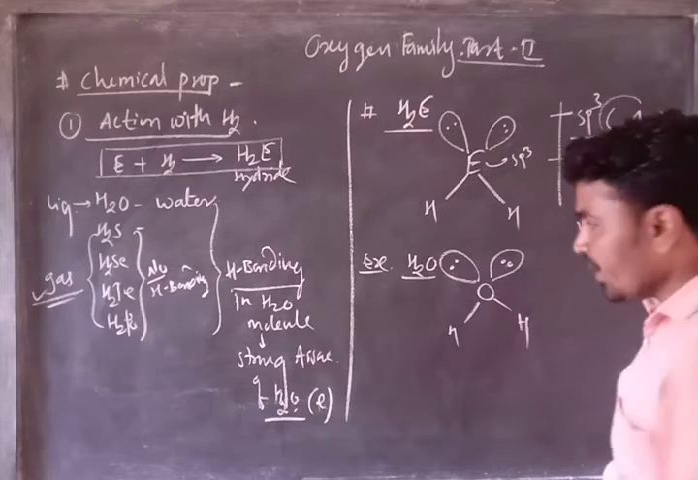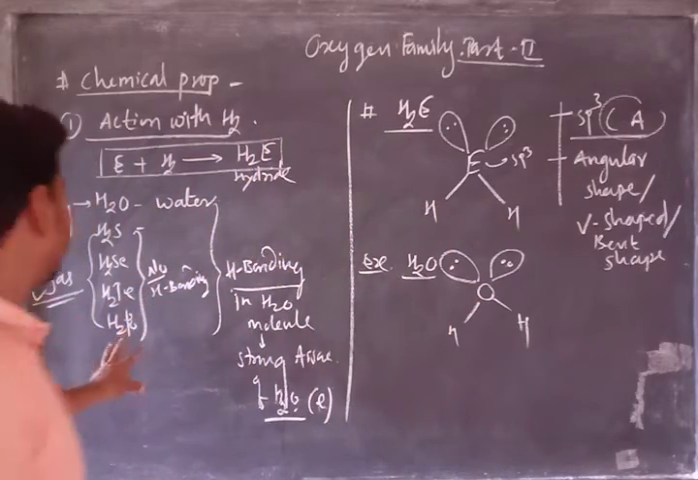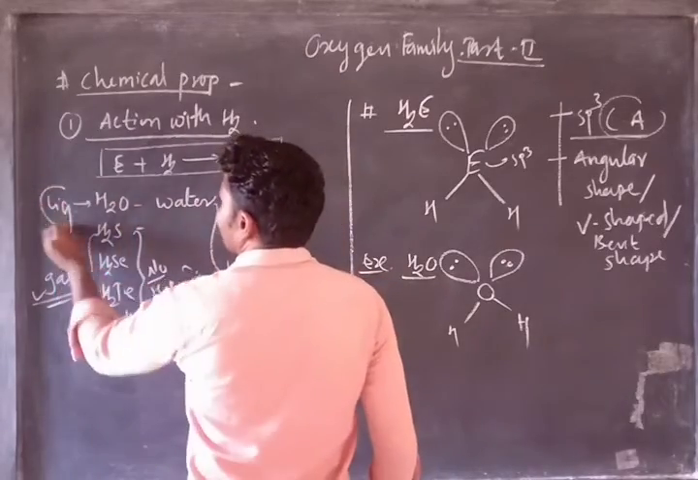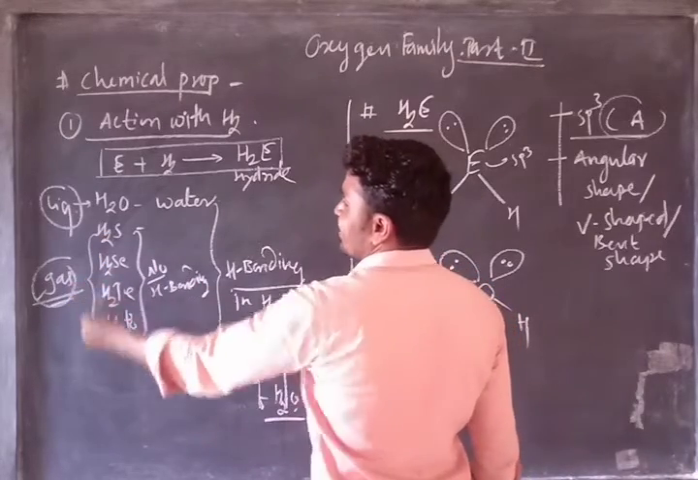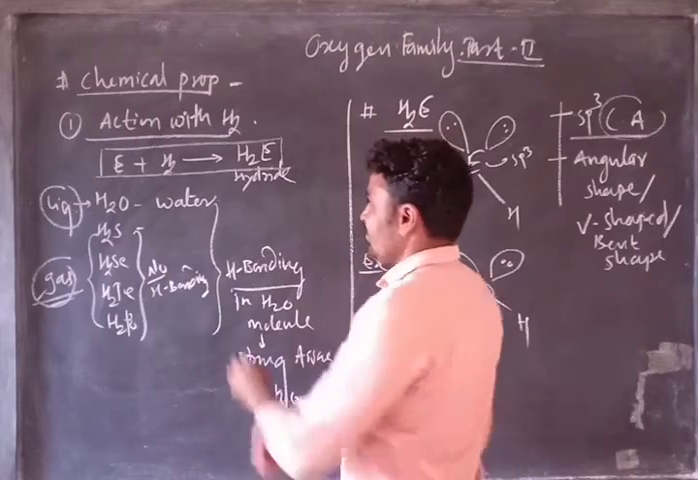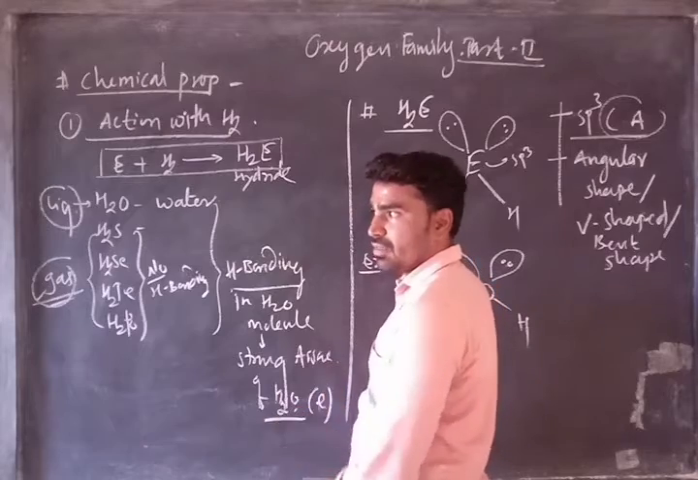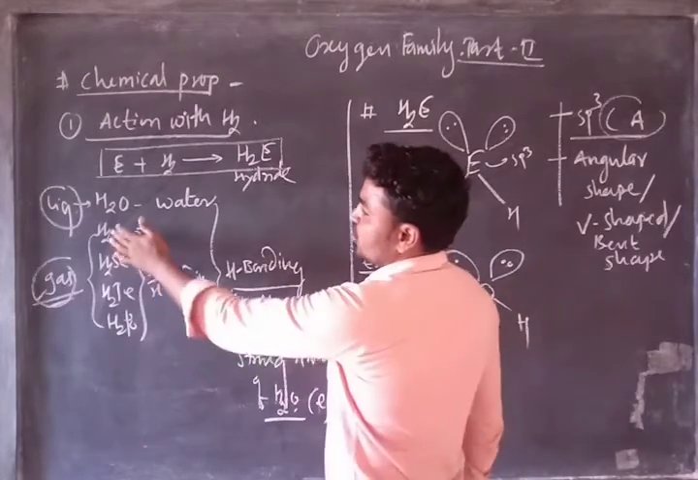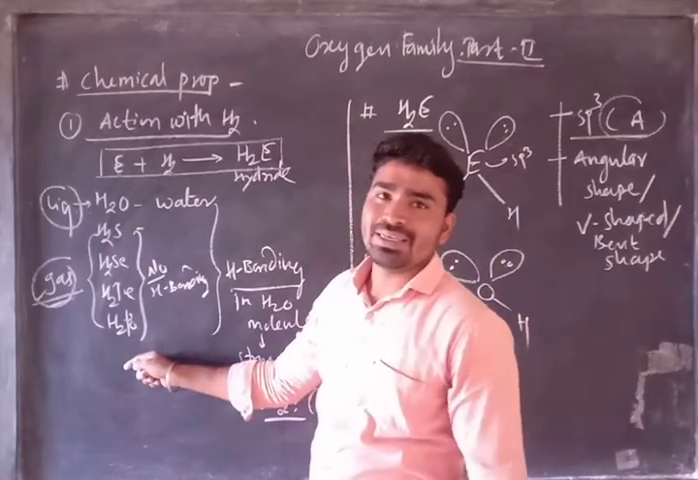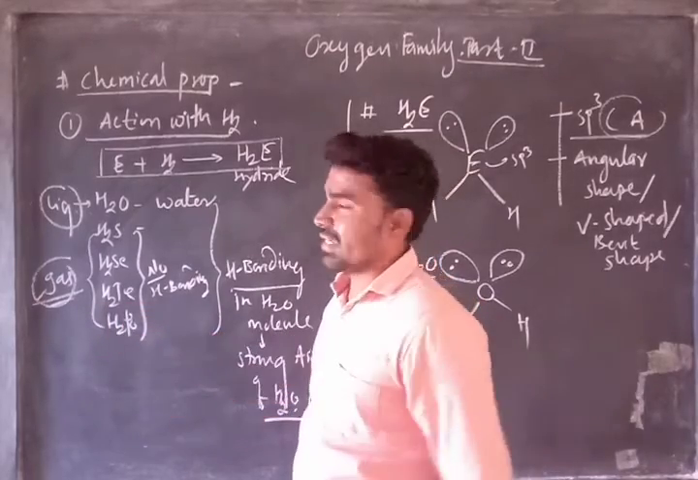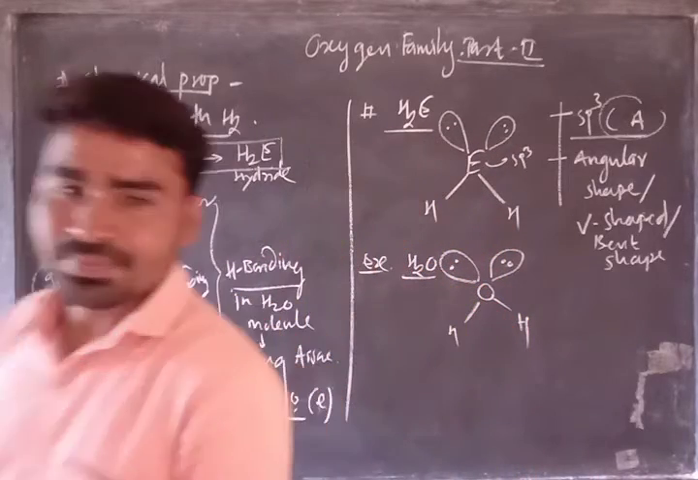Here, the first thing that we have known is the physical states of these hydrides. Mainly hydrogen oxide is in the liquid state, and the remaining are in the gaseous state, because in the water molecule hydrogen bonding is present, so there is a strong association between the water molecules. There is no such type of H bonding found in the other hydrides of oxygen family. That's why they are found in the gaseous state. So we'll learn more characteristics of the hydrides.